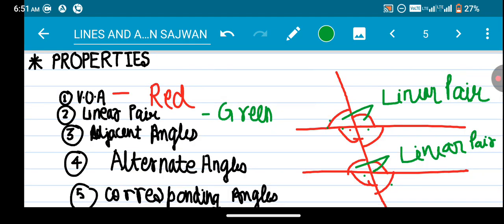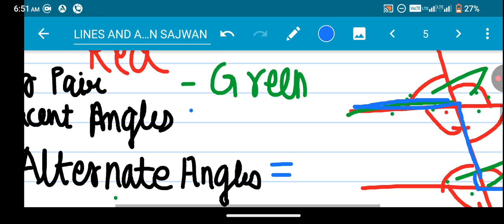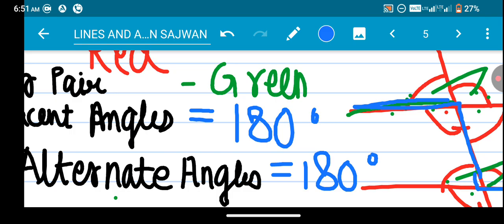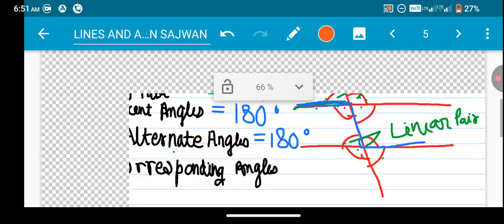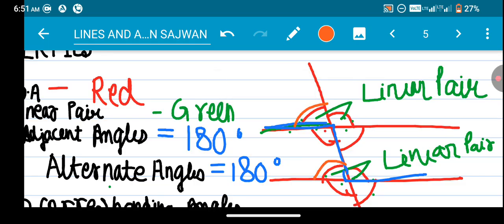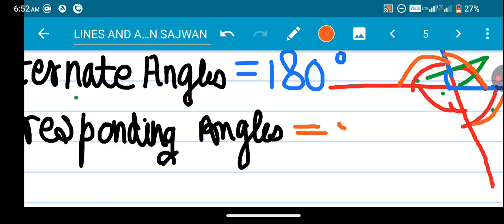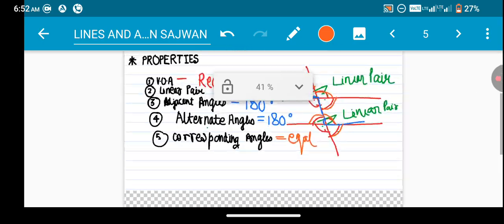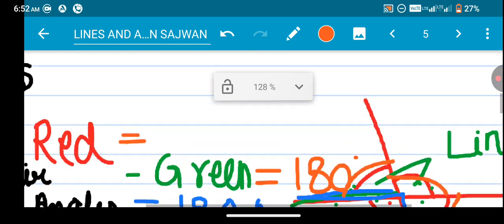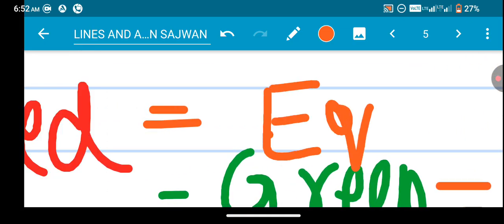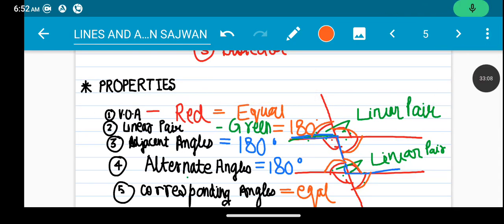Adjacent angles, these. Alternate angles are Z. These are a measure of 180 degrees. Corresponding angles, this and this, this and this, this and this, the corresponding angles are equal, and linear pair is also 180 degrees, and vertically opposite angles are equal. In this way we have covered properties.